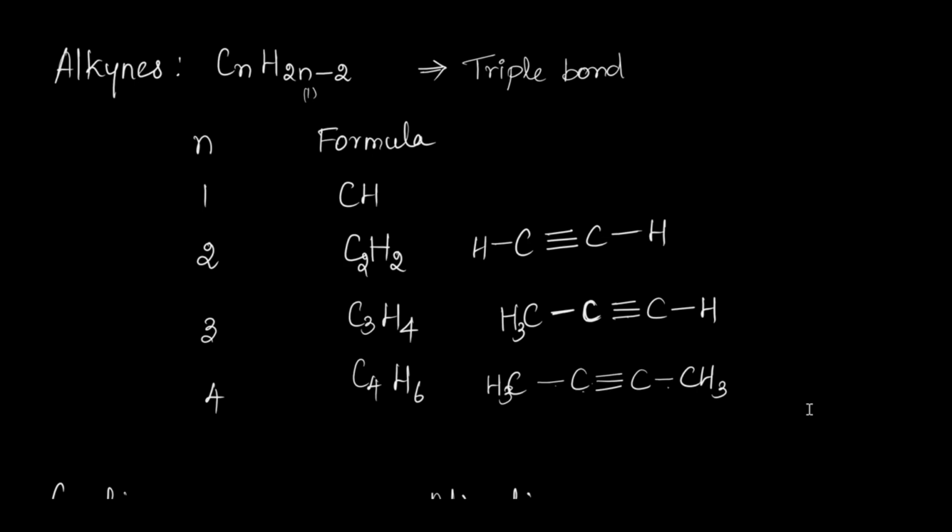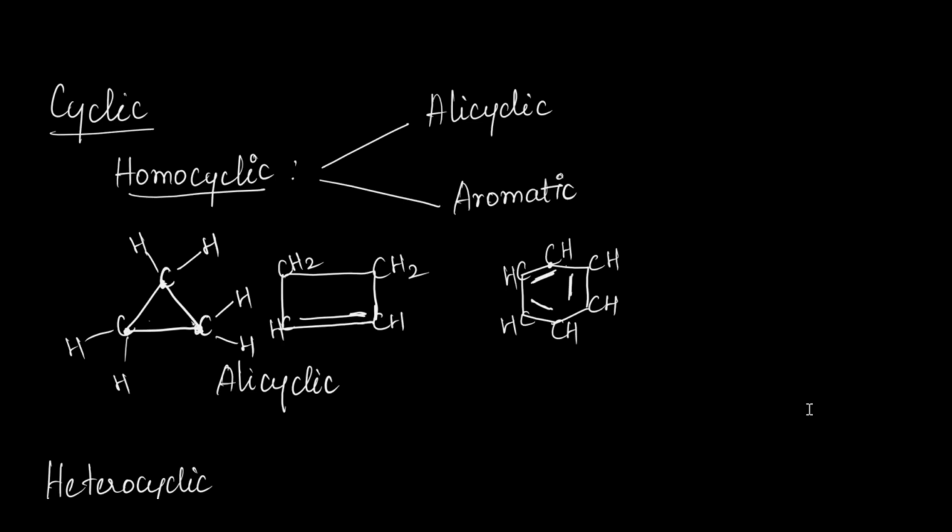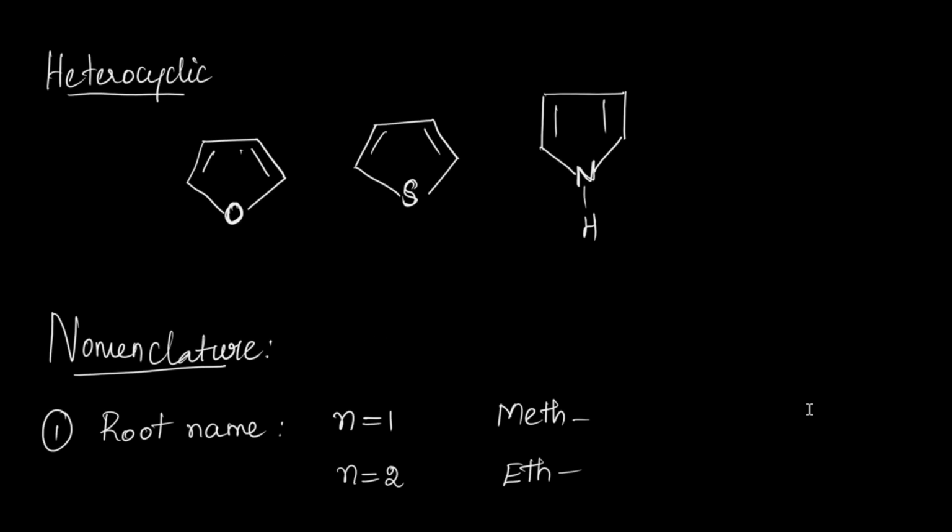Alkynes will have CnH2n-2, with a triple bond, starting from C2H2, C3H4, C4H6, and so on. In the case of cyclic systems, as I told you, homocyclic will have the same atom, like carbon, in all the chains. In that case, we have alicyclic and aromatic. We already saw what is aromatic and what is aromaticity, anti-aromatic and non-aromatic in the JEE division. You remember? Then heterocyclic means there will be another atom in addition to carbon.